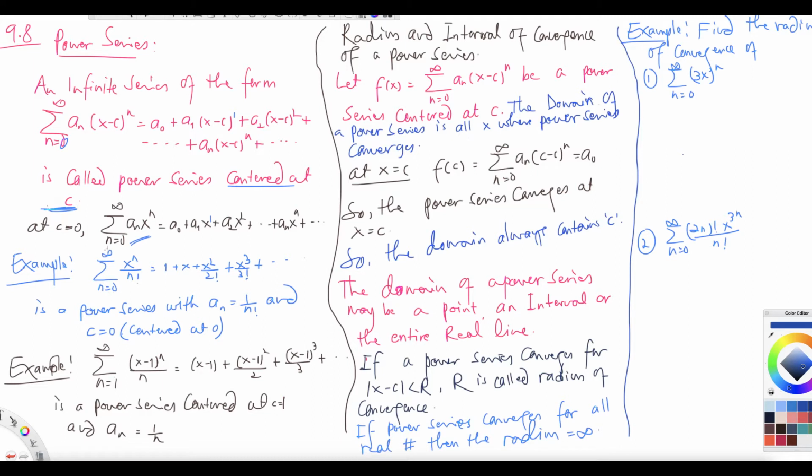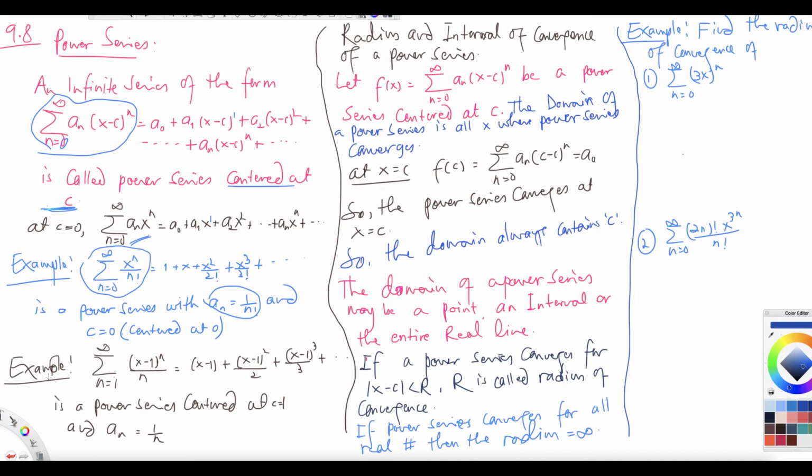The sum from n equals 0 through infinity of x to the n over n factorial. If you expand it, you will get 1 plus x plus x squared over 2 factorial plus x cubed over 3 factorial. It is a power series. Okay, so what is the center of this power series? If you compare this with the general form, in place of a sub n, you have 1 over n factorial, and then in place of (x minus c) to the n, you have just x to the n. So you can take c equals 0, right? So this is a power series centered at 0.